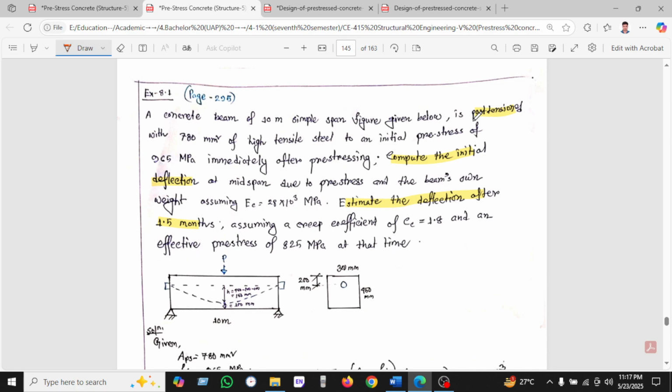It is post-tensioned with 785 millimeter square of high tensile steel to an initial prestress of 965 MPa immediately after the prestress. Compute the initial deflection at mid span due to prestress and the beam's own weight, with modulus of elasticity 28 into 10 to the power 3 MPa, and estimate the deflection after 1.5 months. Assume the creep coefficient Cc is 1.8 and the effective prestress is 285 MPa at that time.